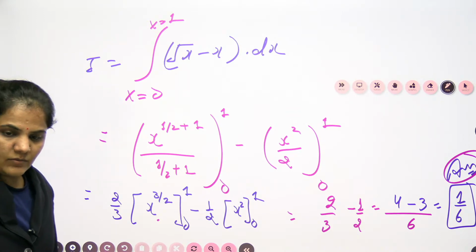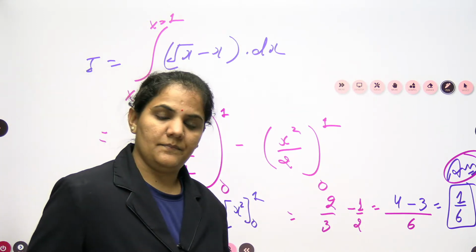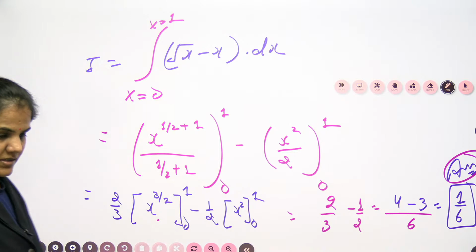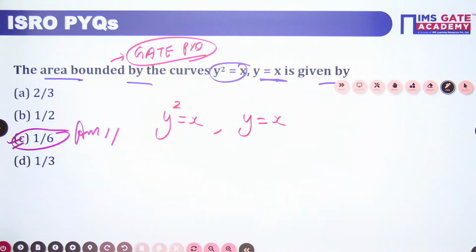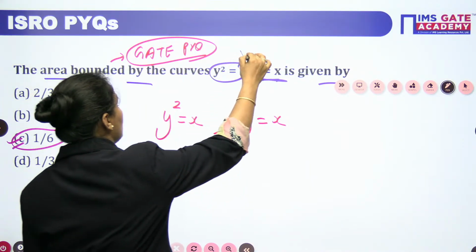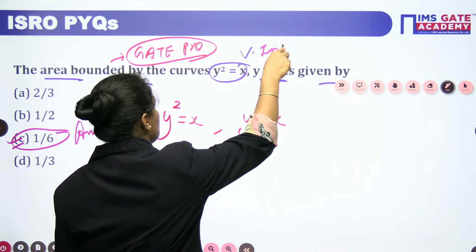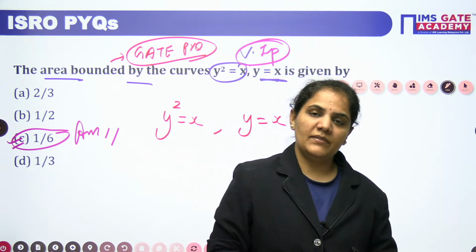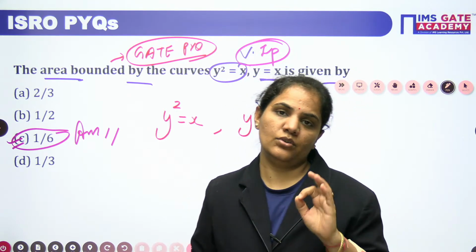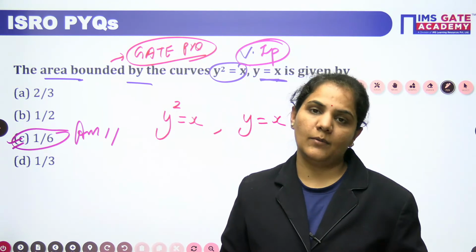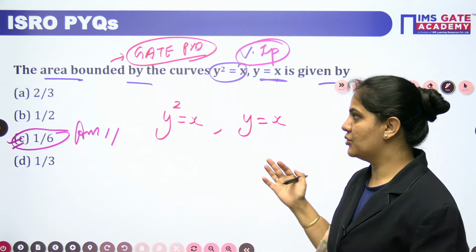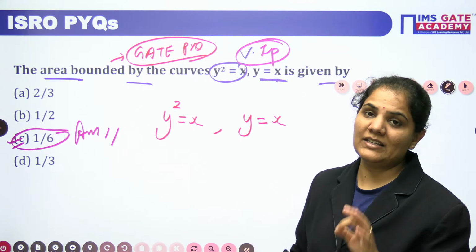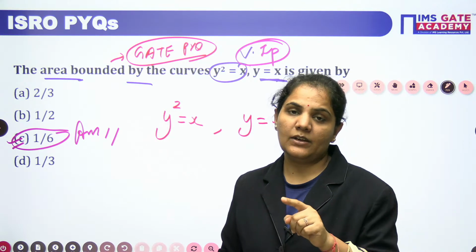Very easily, very simply we can approach this one. This is a very simple thing, but it is a very good concept and a very important pattern, because in the GATE exam also we can see the area between curves type of questions. So you should not miss it for the ISRO exam also. Especially you should try all the GATE questions, including this one.